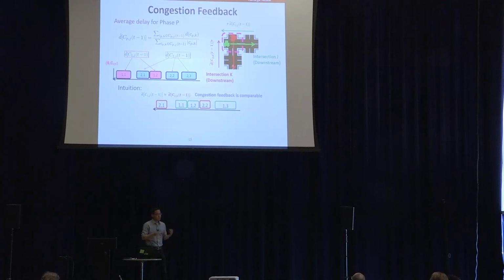So if these two numbers are comparable, we keep this kind of schedule. And if the green number is greater than the red number, we will probably serve more red vehicles instead of the green vehicles.